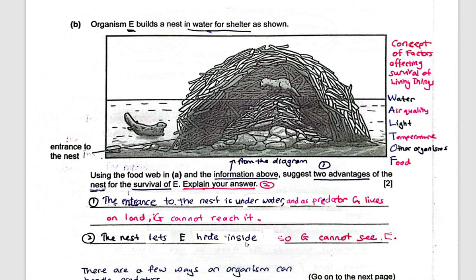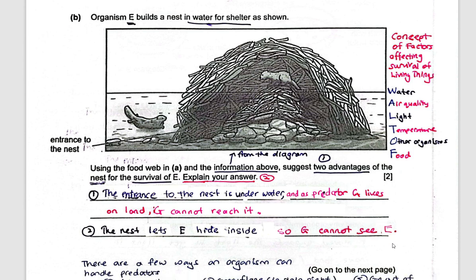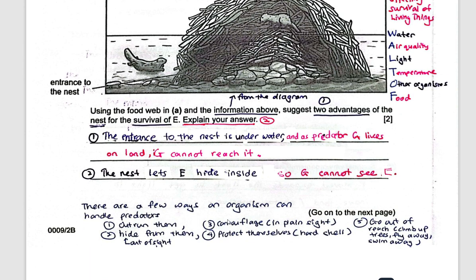The second idea is the nest lets E hide inside. Hide means out of sight. So G cannot see E. If it cannot see, of course, it will not know it's there. It will not hunt for it. Now, let me give you some ideas.